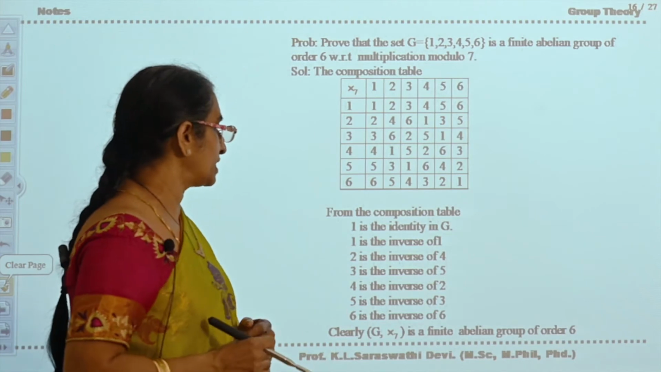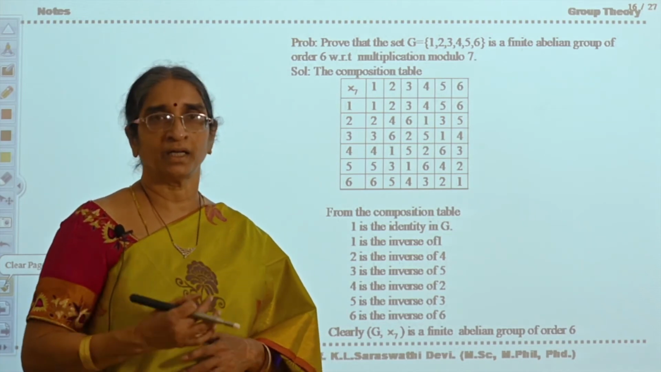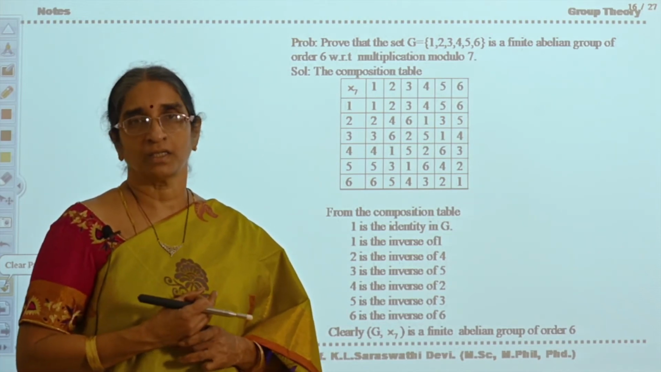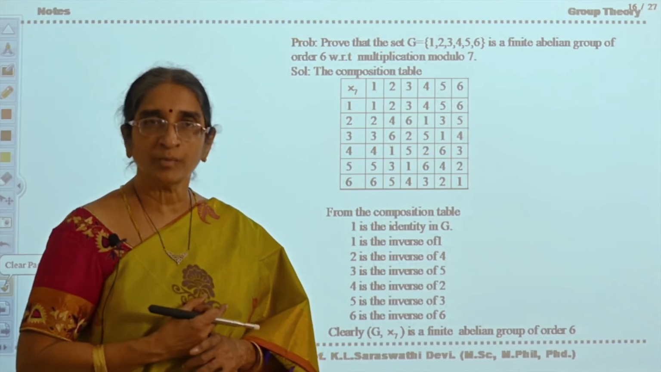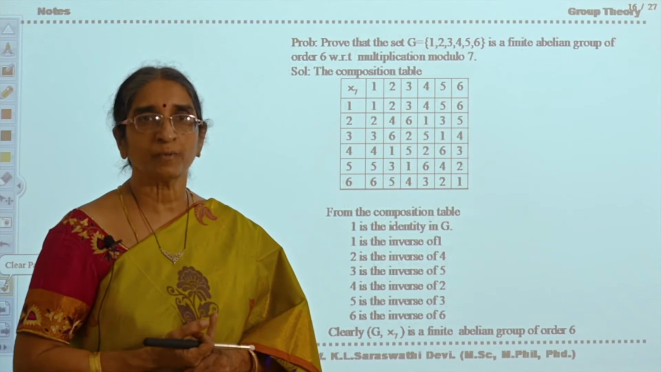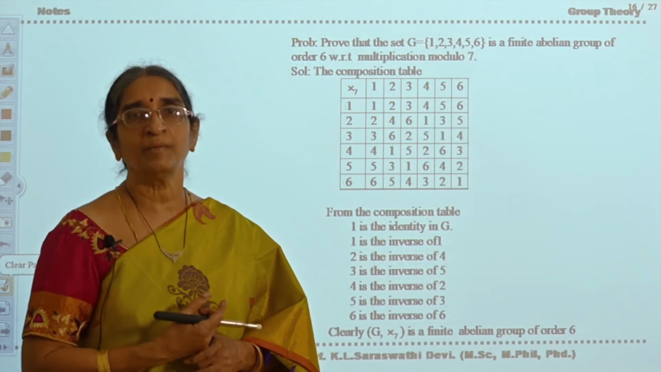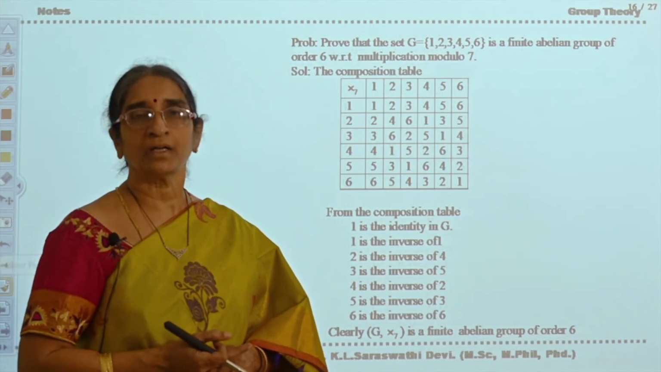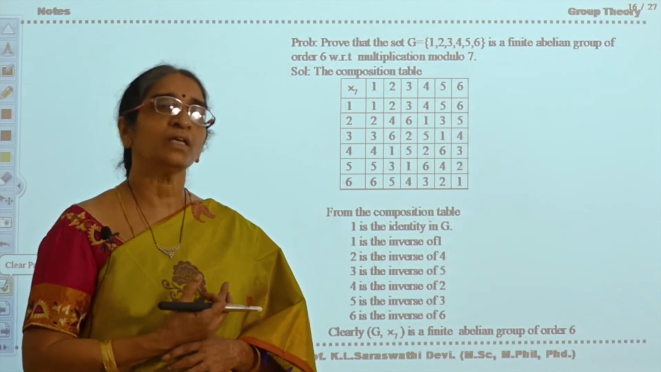You have seen 3 examples. I think you will get the idea. After that, once the inverse is there, commutativity. In order to verify the commutative property, you have to draw the principal diagonal. With respect to the principal diagonal, you have to verify whether the elements are placed in symmetric order or not. If they are symmetric, it is an abelian group.